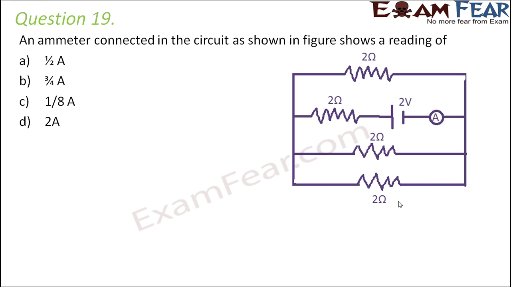Question number 19. An ammeter connected in the circuit as shown in the figure shows a reading of. So we have to find out the reading of the ammeter. So let us look at the circuit. This is how the circuit looks, and this is the reading that we need to find out. That means we basically need to find out the current that would flow through this circuit.